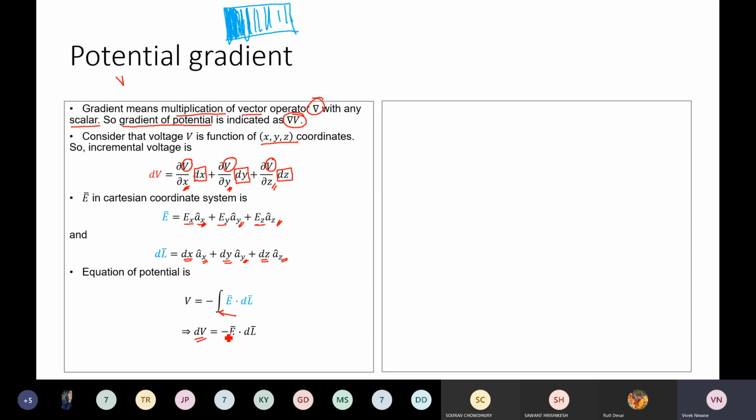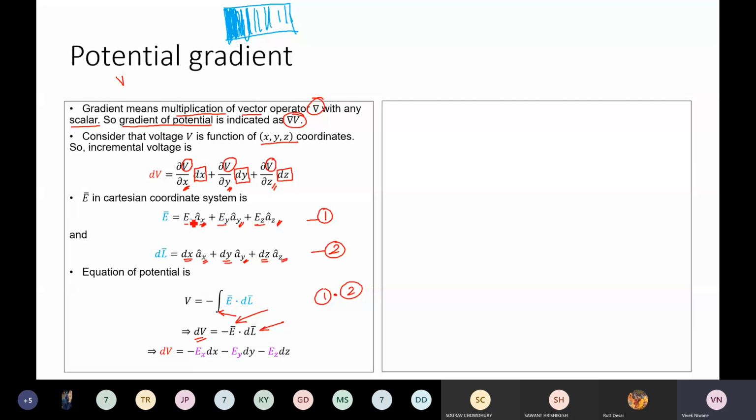So we do have dV is equal to minus E bar dot dl bar. So we can write down this expression by putting the expression of E bar and the expression of dl bar, equation number 1 and equation number 2. Take the dot products between equation 1 and equation 2.